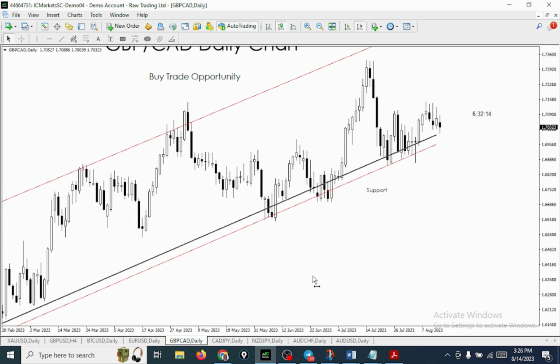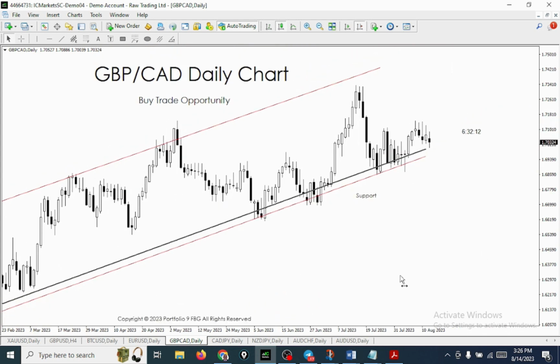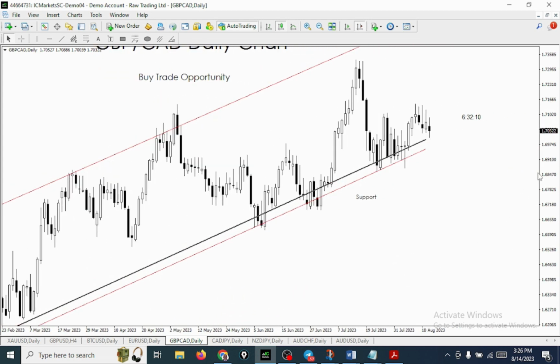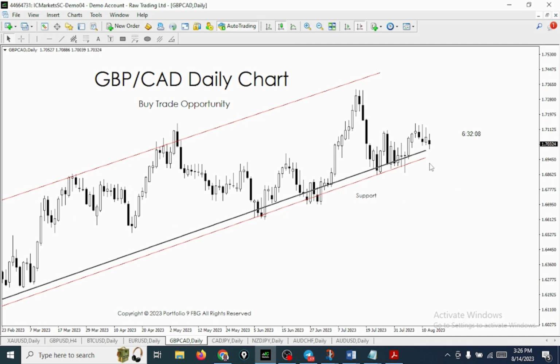Now, this other instrument is what? Is the GC, okay? Pound card, okay? Now, for now, pound card is going to test a level and push up again. So I expect to see a double bottom formation here, okay? I expect to see a double bottom formation, and we will trade this instrument to the upside.